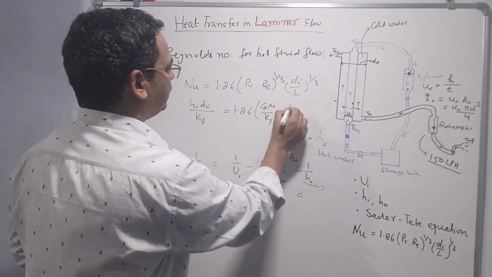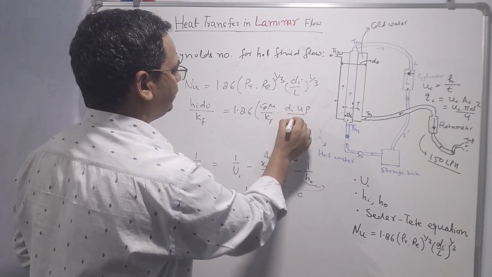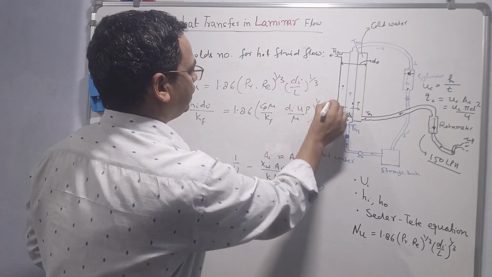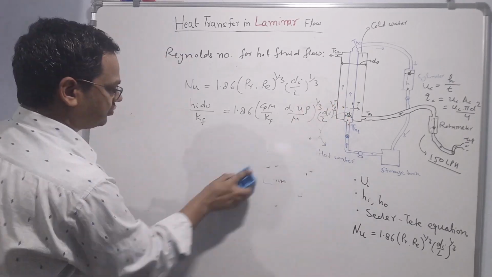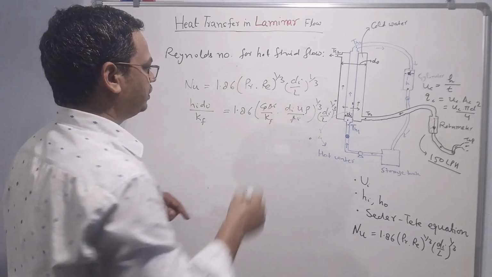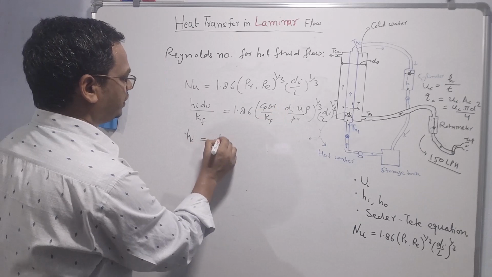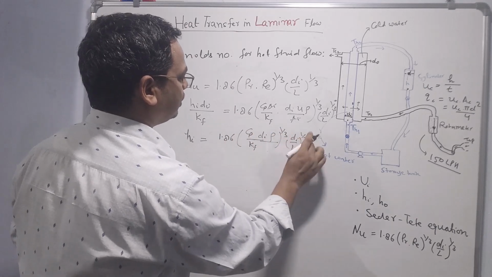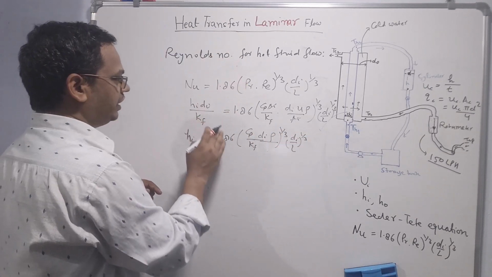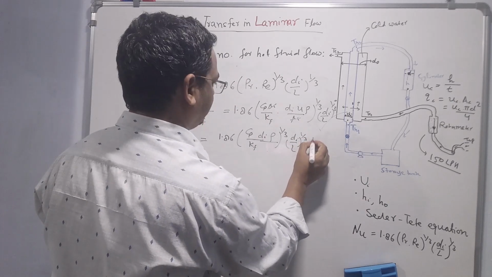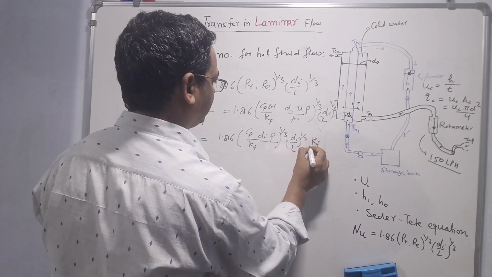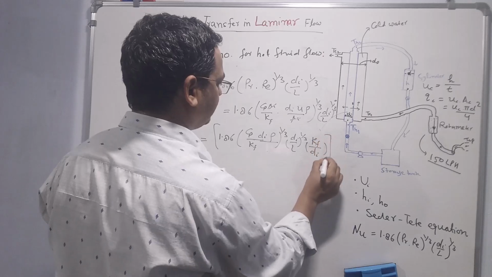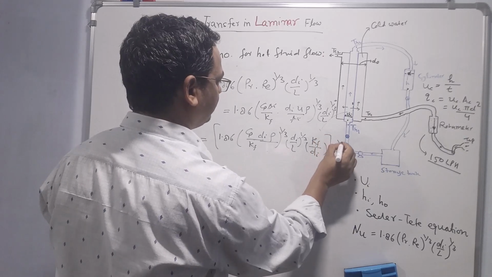Re, Di u rho by mu, to the power 1 by 3, Di by L power 1 by 3. Mu and mu will be cancelled out. Hi is equal to 1.86. Di and Kf I'll take to the right side, Kf by Di, all together in one bracket, and after that u power 1 by 3.